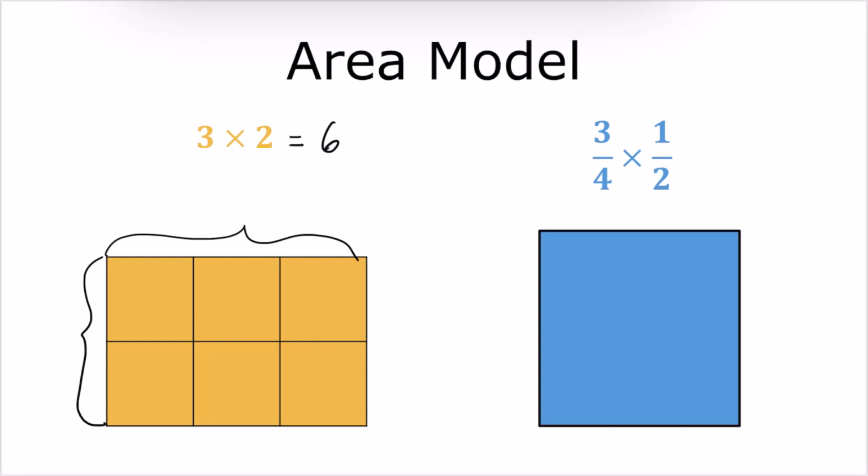So if we wanted to multiply 2 fractions, like 3/4 and 1/2, in this case, we're going to end up with a fraction of a square unit. So let's say this was like a square inch or a square foot or something like that.